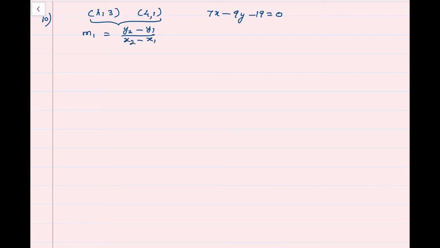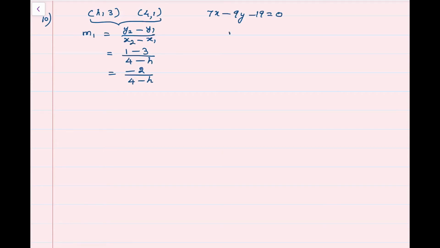Question number 10. The line through the points (h, 3) and (4, 1) intersects the line 7x minus 9y minus 19 equal to 0 at a right angle. Find the value of h. We will first get the slope of the line through these 2 points. m1 is equal to (y2 minus y1) divided by (x2 minus x1), the formula to find the slope when we know 2 points. 1 minus 3 divided by 4 minus h, which is minus 2 divided by 4 minus h.